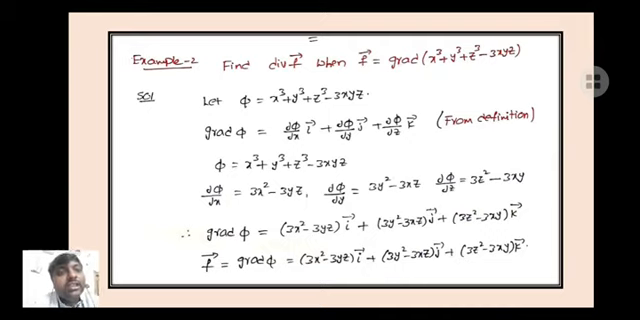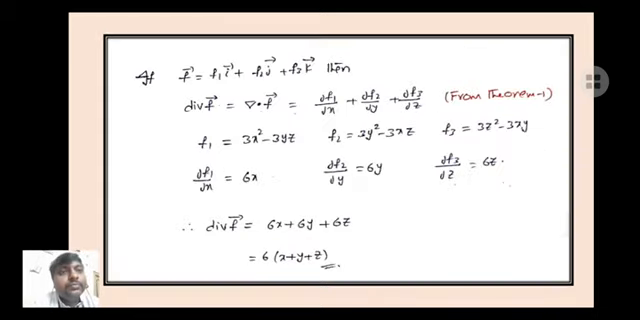Finally I am writing f bar. F bar can be taken as grad phi. So grad phi is equal to the vector point function 3x square minus 3yz i bar plus 3y square minus 3xz j bar plus 3z square minus 3xy k bar. Now I am writing the definition of divergence. Div f bar is equal to del dot f bar, that is equal to dou f1 by dou x plus dou f2 by dou y plus dou f3 by dou z.